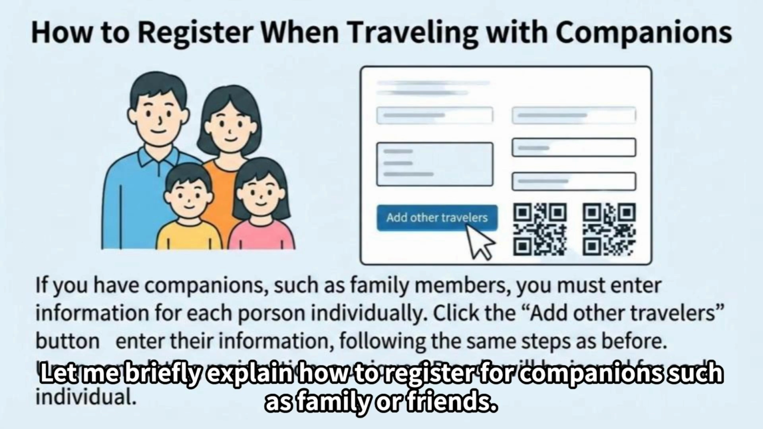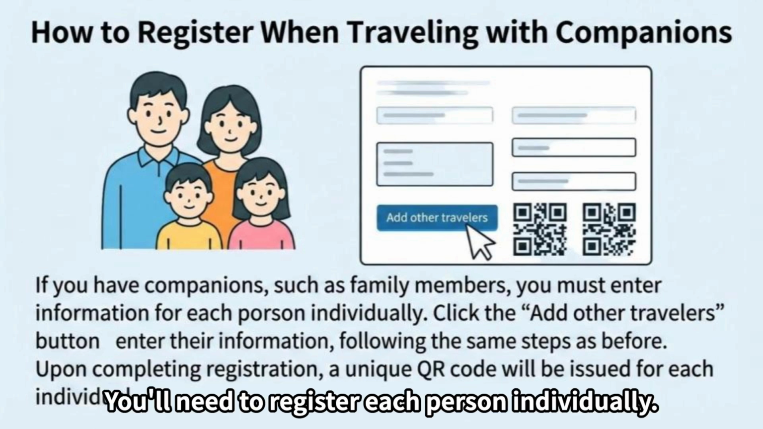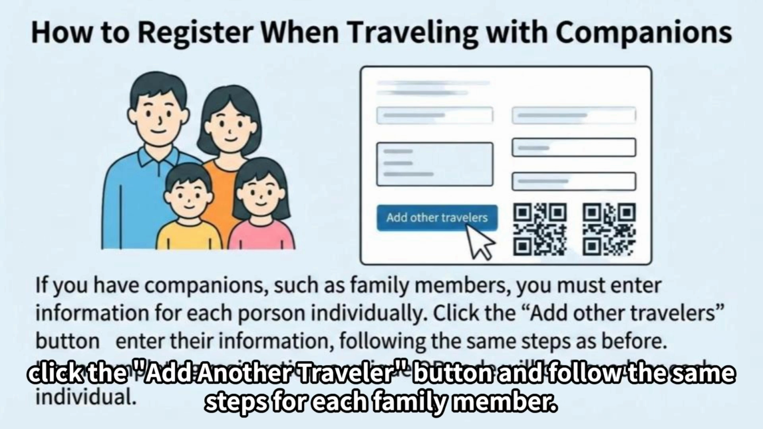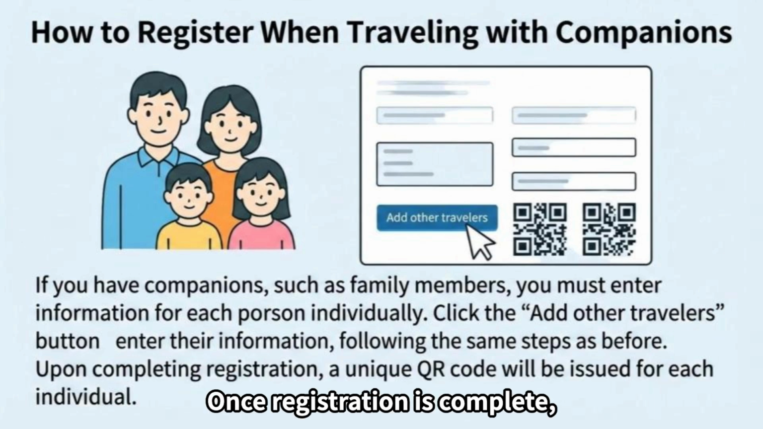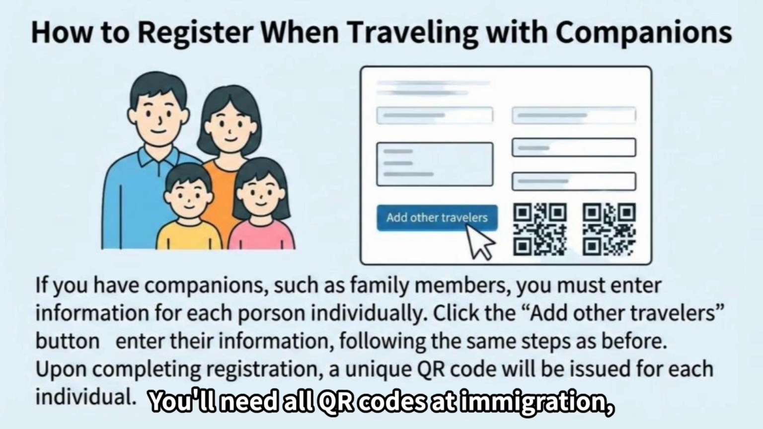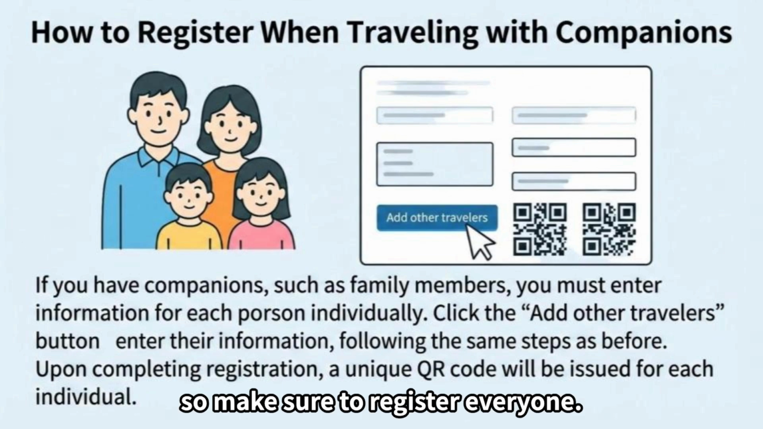Let me briefly explain how to register for companions such as family or friends. You'll need to register each person individually. After completing your own registration, click the Add Another Traveler button and follow the same steps for each family member. Once registration is complete, a unique QR code will be issued for each person. You'll need all QR codes at immigration, so make sure to register everyone.